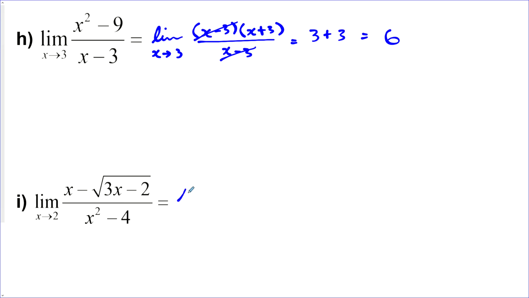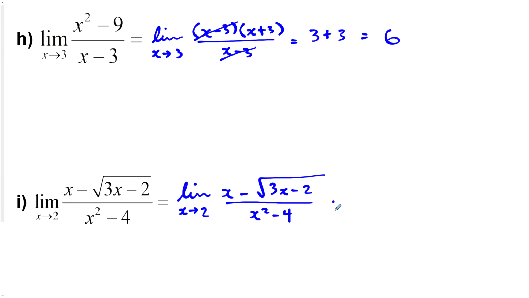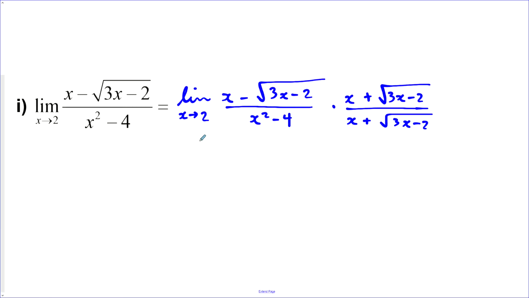And hopefully you remember something we did before when we were trying to rationalize the numerator or the denominator. And that would be by multiplying by the conjugate. So x plus this radical in the numerator and in the denominator. Now that looks like we just made the whole situation worse, but just hang on.